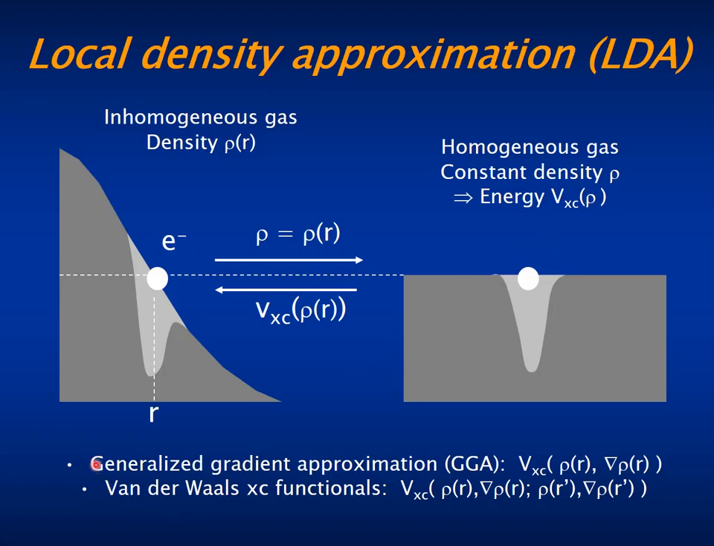In the generalized gradient approximation, the potential depends not only on the density at that point, but also on the gradient of the density at that point. So it is a two-variable function. In the non-local van der Waals exchange and correlation functionals, the potential depends on the density at two points simultaneously and their gradients.